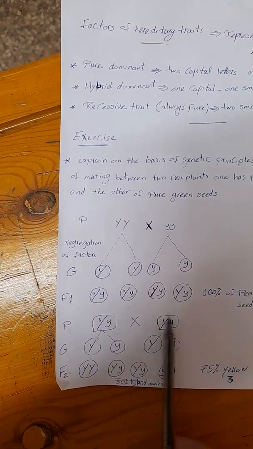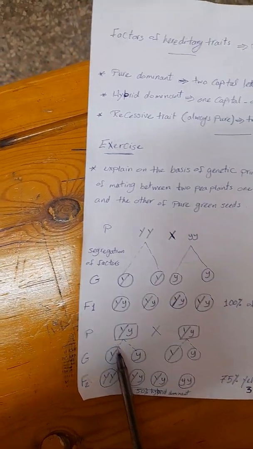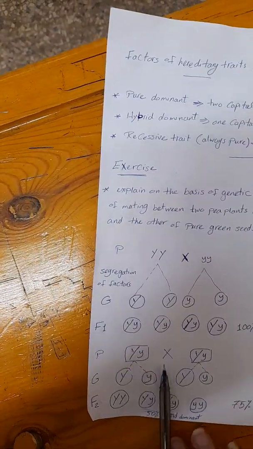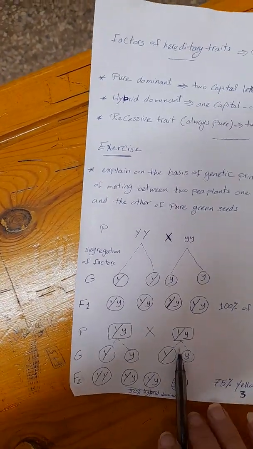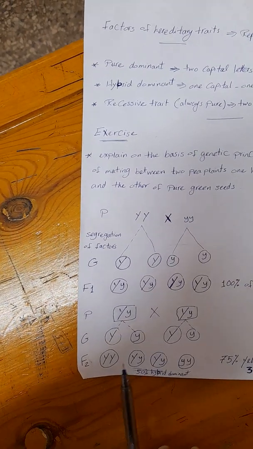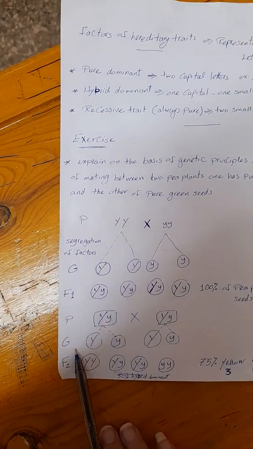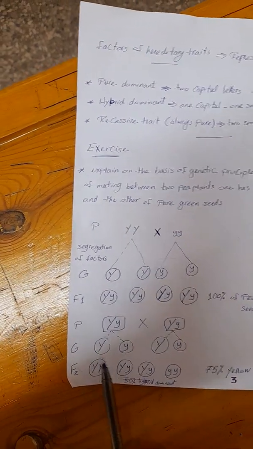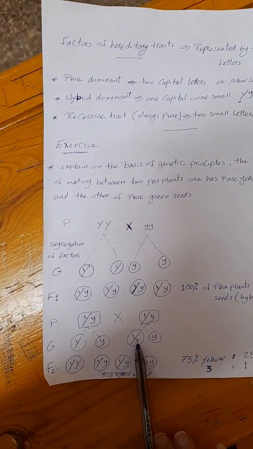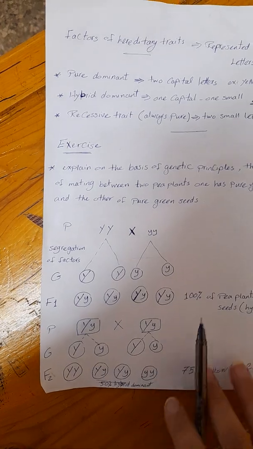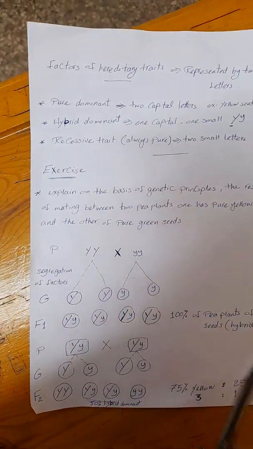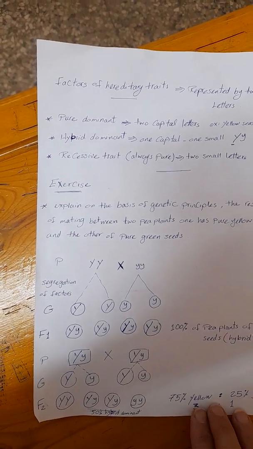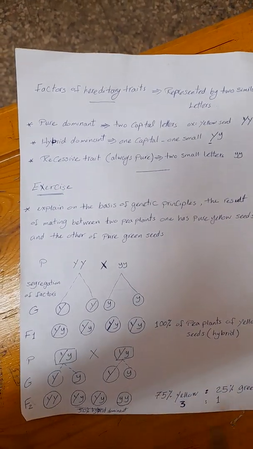On mating between the plants of the first generation, capital Y, small y with capital Y, small y, the gametes are formed, or segregation of factors occurs. The factors are separated into capital Y, small y, and here also into capital Y, small y. Then fertilization occurs between the gametes and the factors aggregate again.